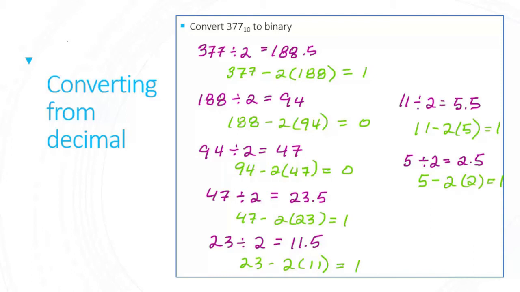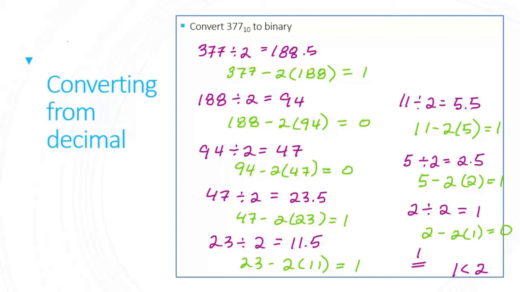We're getting there. We're left with 2. How many groups of 2 can we remove from 2? Not surprisingly, we can remove 1 group of 2. So when we take our 2 and remove that 1 group of 2, we have no remainder left. Now we have 1. We're down to a number that's less than the base we're converting to, and so we're done.